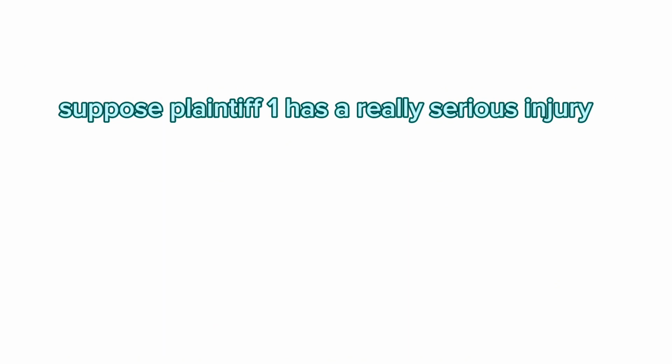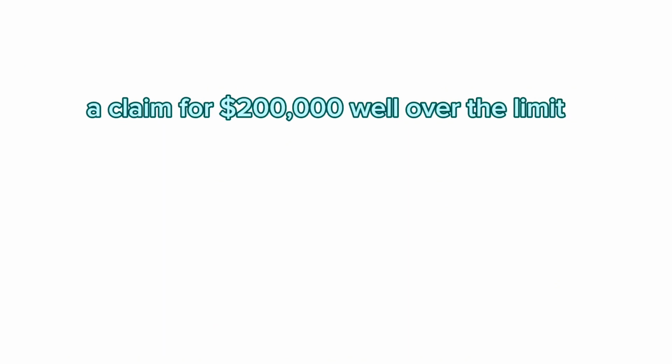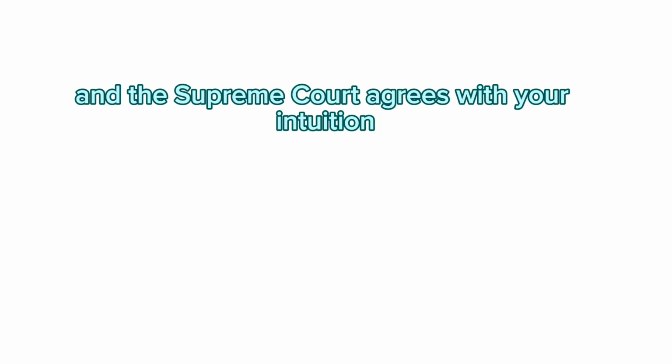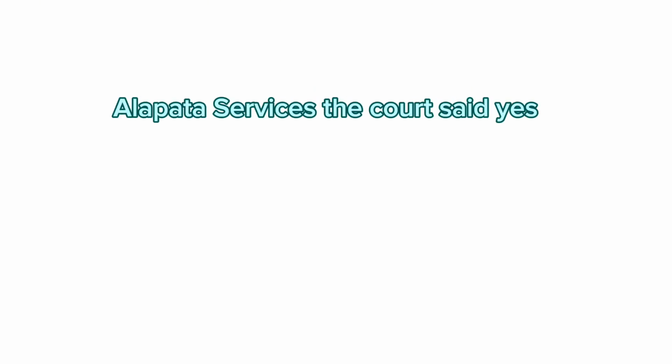Suppose Plaintiff 1 has a really serious injury, a claim for $200,000, well over the limit. But Plaintiff 2, who was in the same crash, only has a broken arm that's worth, say, $25,000. Can Plaintiff 2 ride along? Intuitively, I'd say yes. It's the same crash. Why kick them out over the money part? And the Supreme Court agrees with your intuition. In a case called ExxonMobil v. Allapattah Services, the court said yes. As long as one plaintiff meets the amount requirement, the others can tag along under supplemental jurisdiction. The door is open for them.